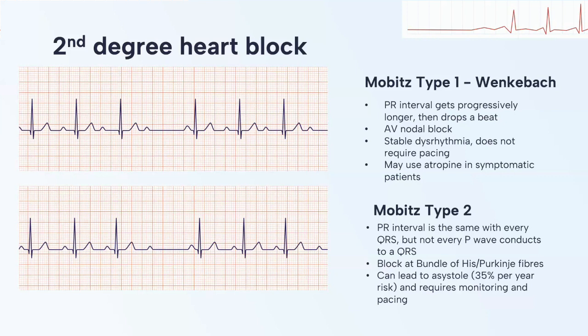The QRS that gets dropped is unpredictable, and because of that, these patients can progress very quickly to either a third-degree block or cardiac arrest, where they're not having any ventricular conduction. That's what makes type 2 rhythms something you'd want to admit for cardiac monitoring, and something you'd want to consider early pacing for if it doesn't resolve. There's a 35% yearly risk in patients with this type 2 block of progressing to asystole.